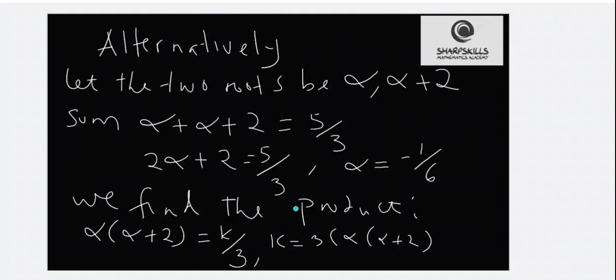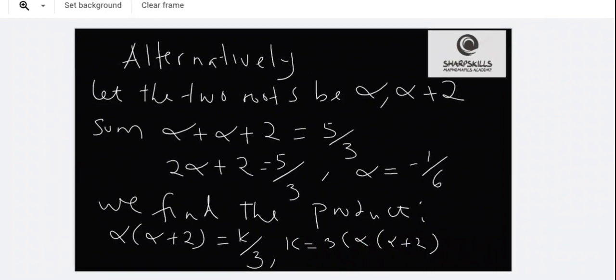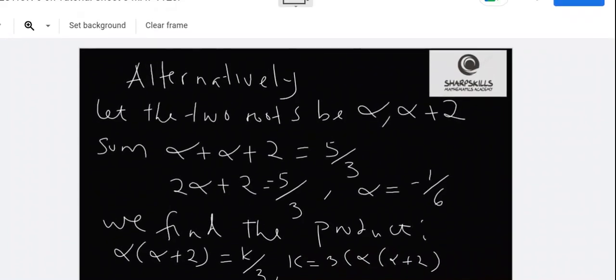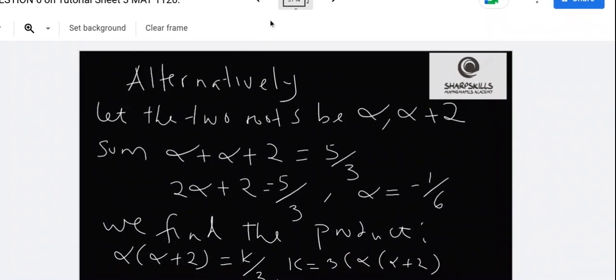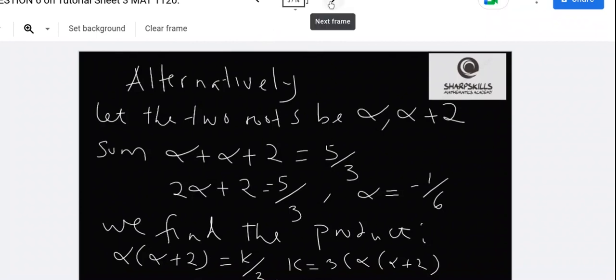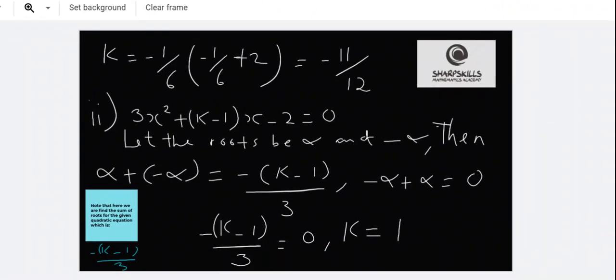Okay, so now here finding the value of k, when you simplify, that is what you want to find. So now if you want to find the value of k, you're simply going to substitute with alpha, because you have been given what alpha is, and alpha we found was negative 1 over 6. So if you simplify everything here, you're going to have negative 11 over 12.